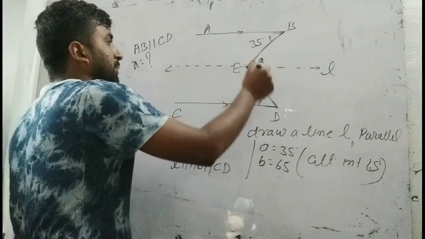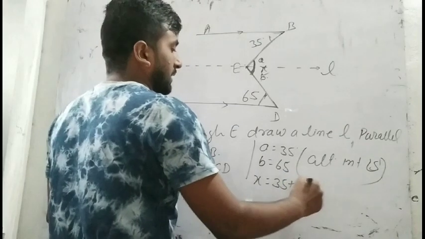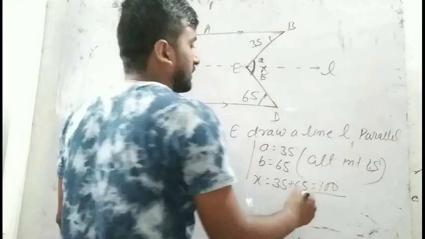Angle x is equal to A plus B. So angle x is equal to 35 plus 65, that is equal to 100 degrees. This is your answer.